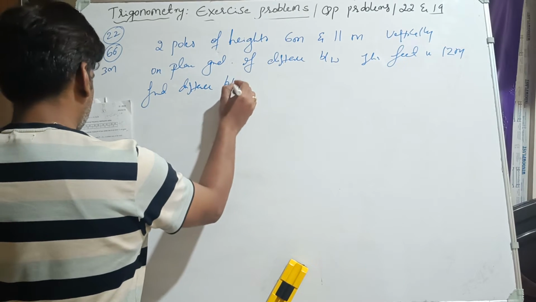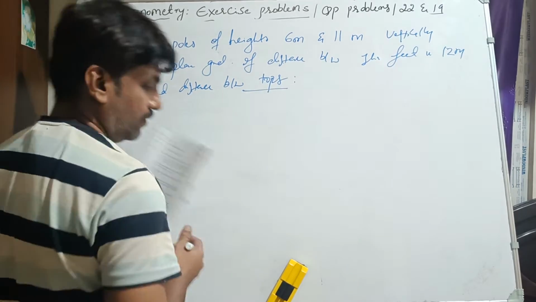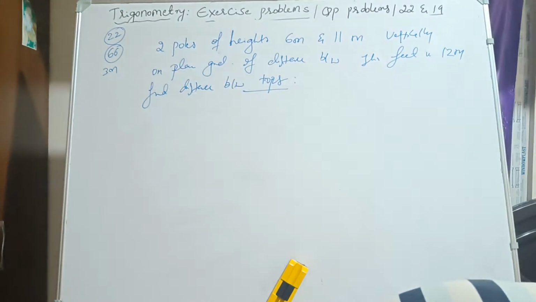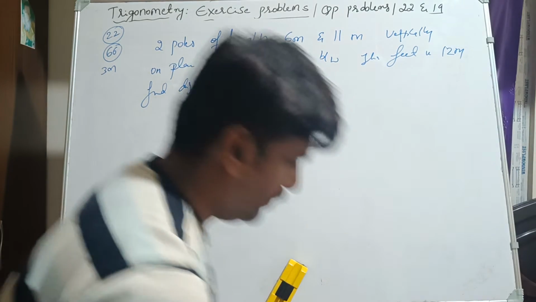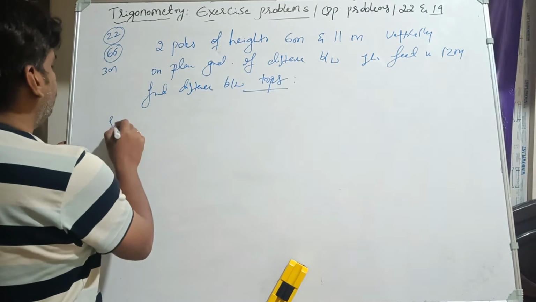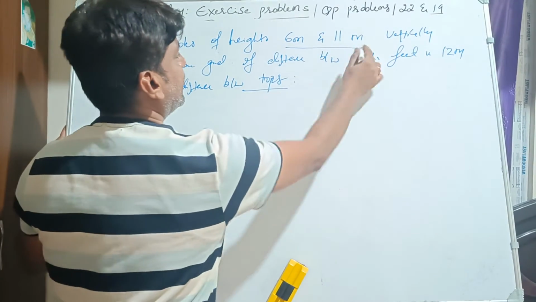Find the distance between their tops. This is the question, right? So how to solve this? For this, first we should draw the diagram. Two poles of height 6 meter and 11 meter.